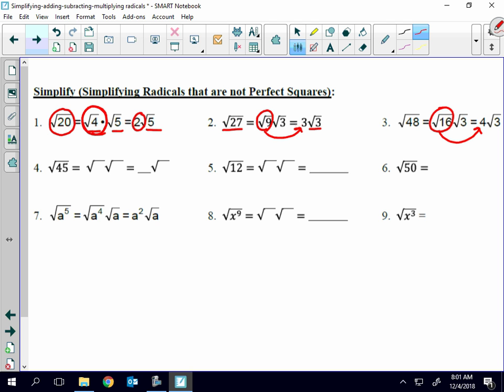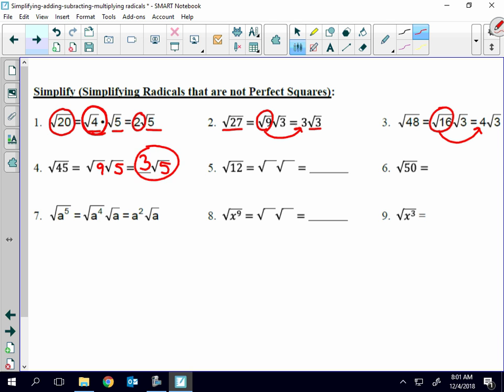So the square root of 45, we have some factors. Let's see, 9 and 5, I think, would be. 9 would be the biggest perfect square factor. So 9 and 5. And we can take the square root of 9, which is 3, and we leave the 5 under the radical.